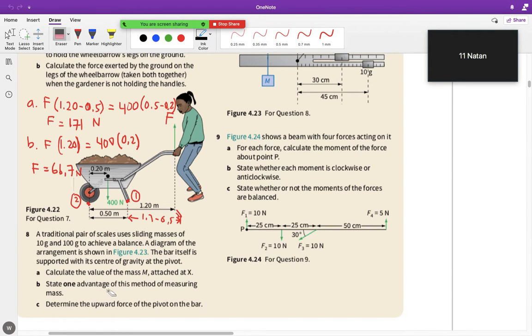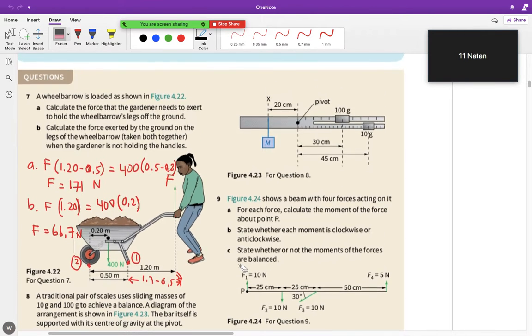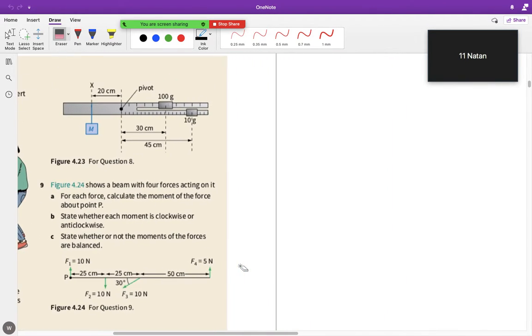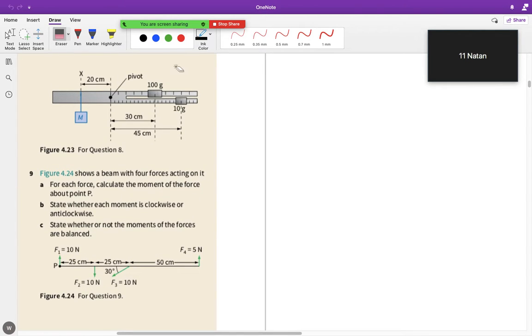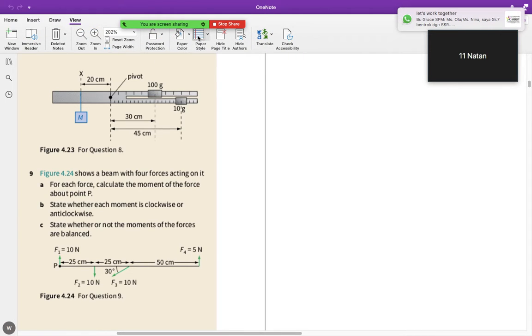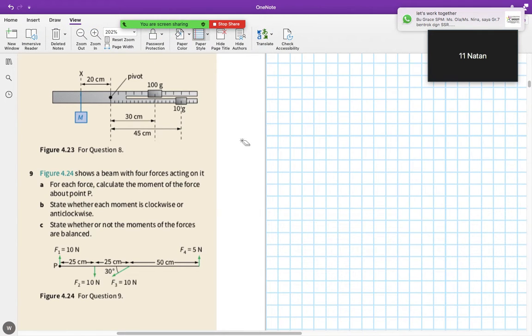Step 1, the advantage of the method of measuring mass. Determine the upward force on the pivot on the bar. Okay, we look for the mass first. This one. I will use the view so there are grid squares.